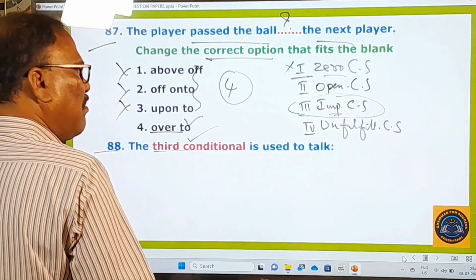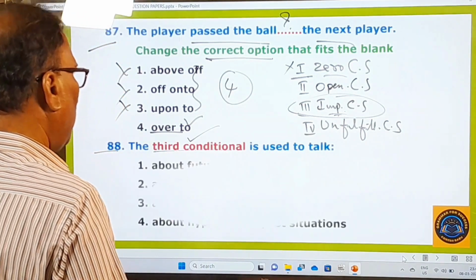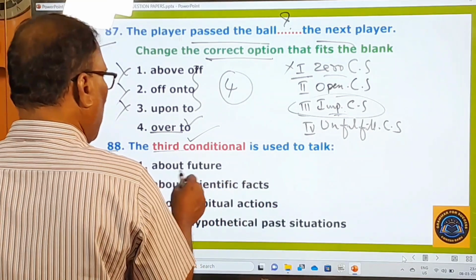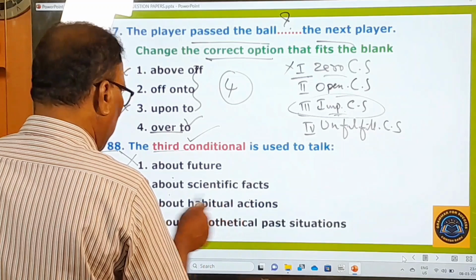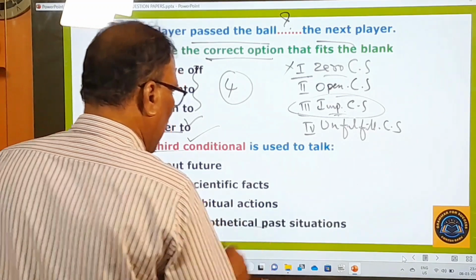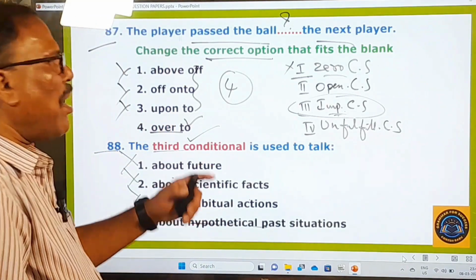Why is it used? Means to talk about future? No. To talk about scientific facts? No. To talk about habitual actions? No. To talk about hypothetical. Hypothetical means imaginary past situations.